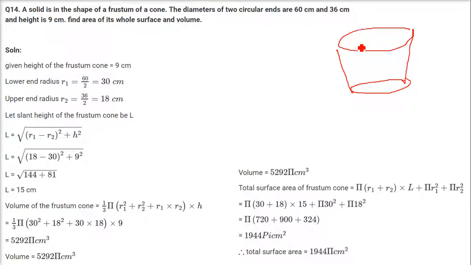The diameter of two circular ends. So this is diameter, so 60 by 2, 30 is the radius here. 36 by 2, so it will be 18. Height is 9.